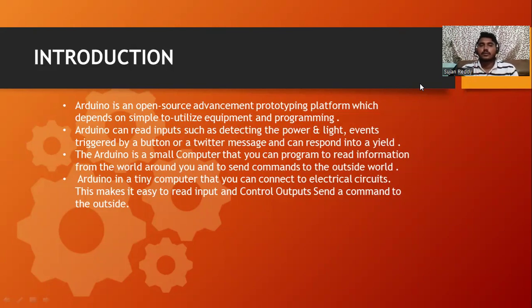Arduino is an open source prototyping platform which depends on easy to use hardware and software. The Arduino can read inputs such as light on a sensor, a finger on a button, or a Twitter message, and respond with an output. The Arduino is a small computer that you can program to read information from the world around you and to send commands to the outside world. It is a tiny computer that you can connect to an electrical circuit. This makes it easy to read input and control output.